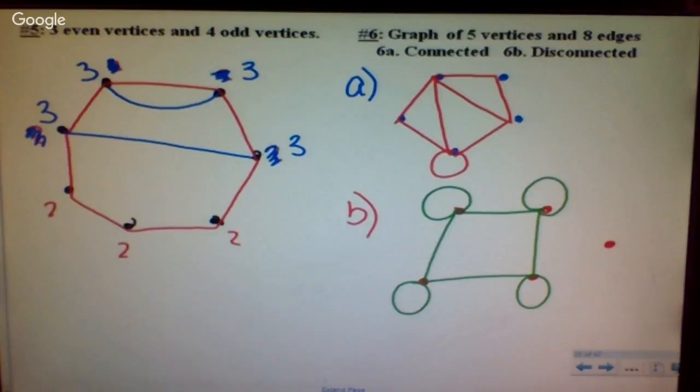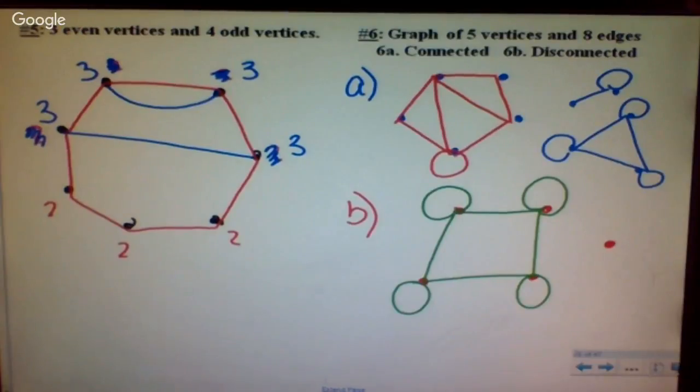You could have also done something like this, where you connected these 3 and these 2 and just did not connect those pieces. 4, 6, 7, 8. That's also a disconnected graph. So again, you can make these anything you want under the parameters. Question. I've got a worksheet for you to practice.